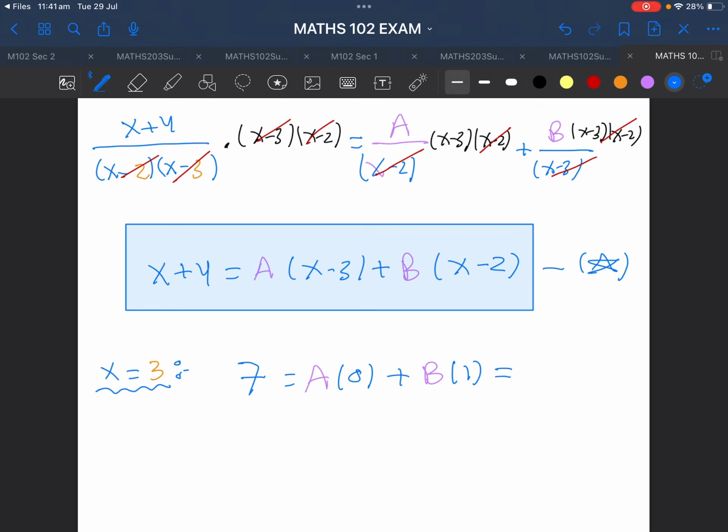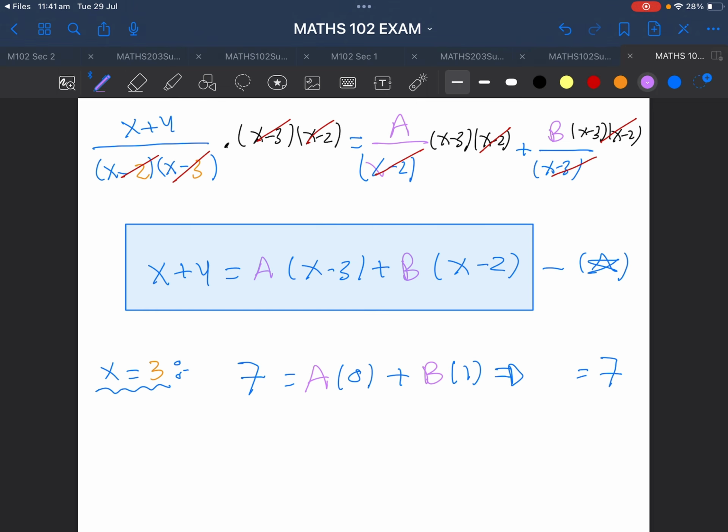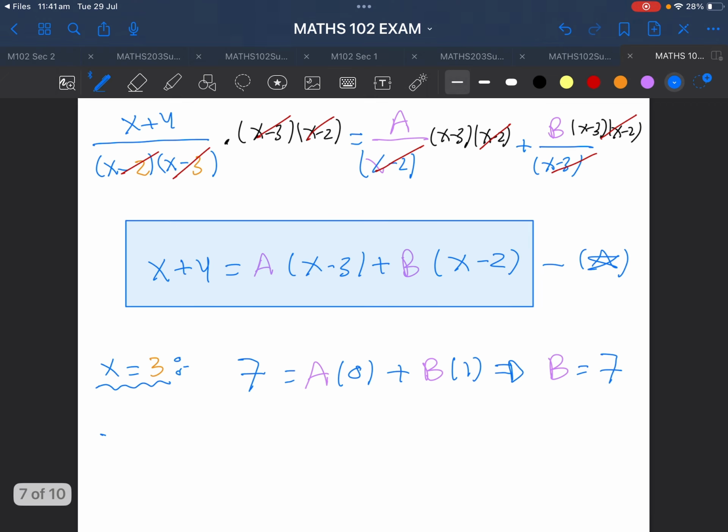That means b equal to 7. We find b. That's the good news. It's very good news that we find b. Next, we find a. How do we find a? We substitute x with another number, which is, as we said before, 2. Now I'll do it quickly.